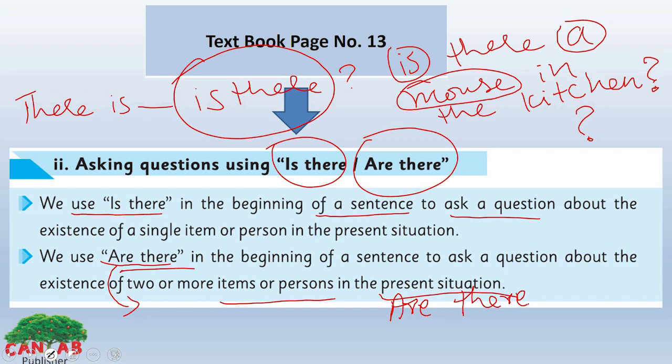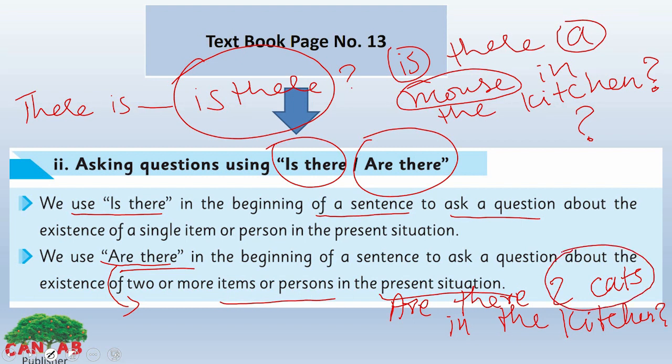Are there 2 cats in the kitchen? Here, cats are 2, plural form, more than 1. And I am asking a question here. I have put a question mark in the end. And I'm asking about the 2 items, 2 persons here. So I have added are in the first and put there after that, because I'm asking a question. We have to swap this when we ask a question.